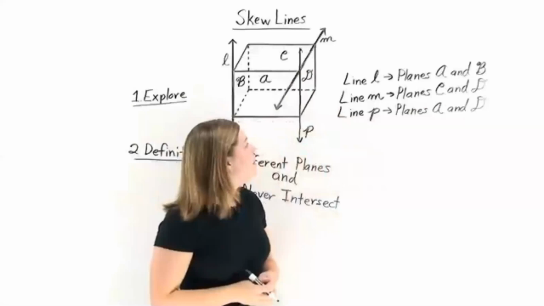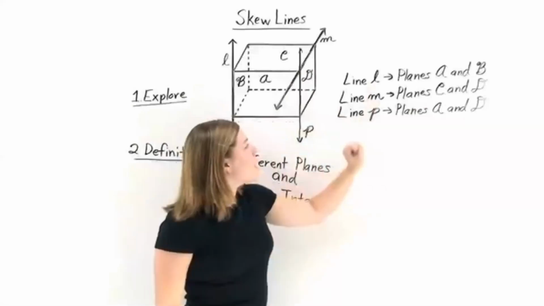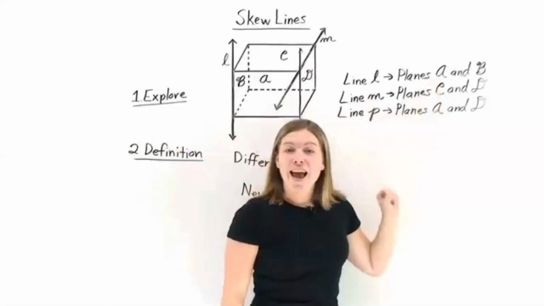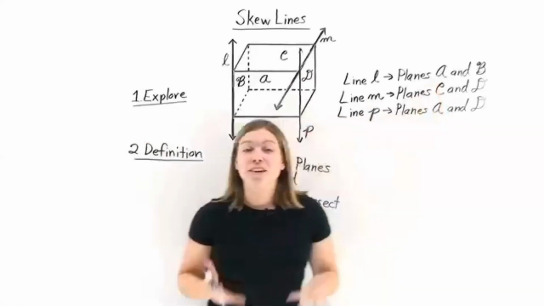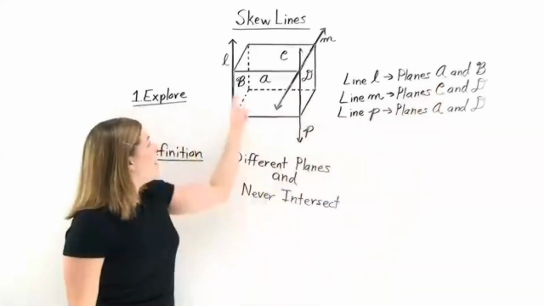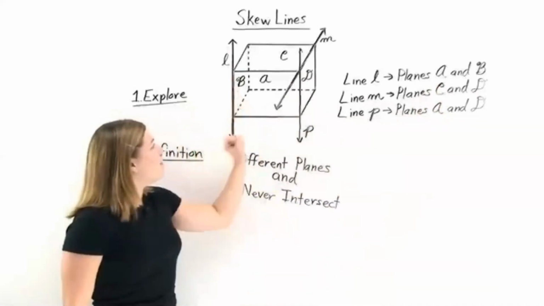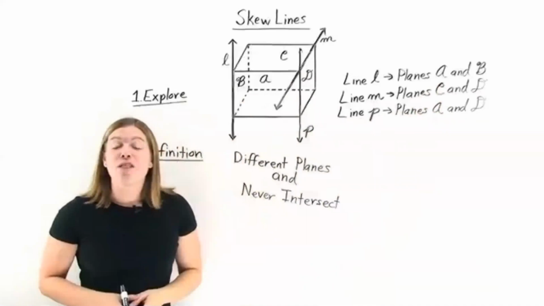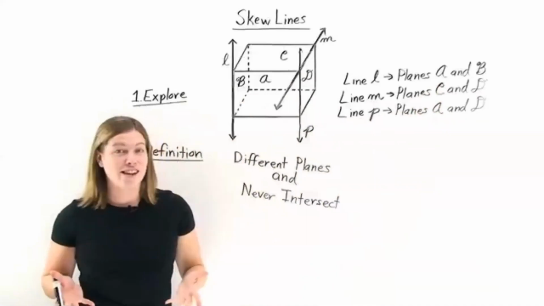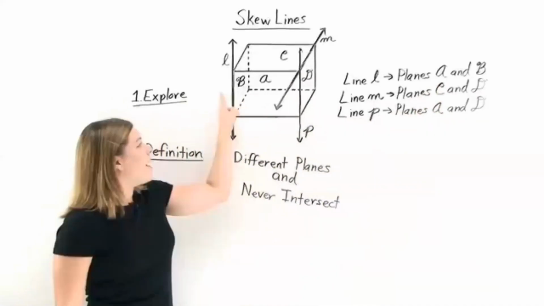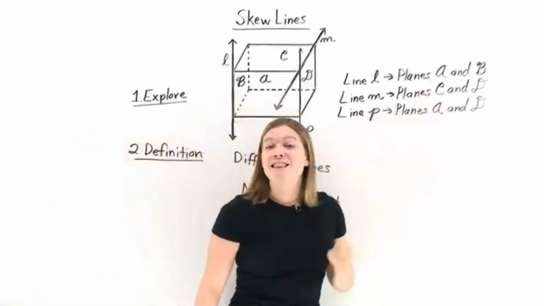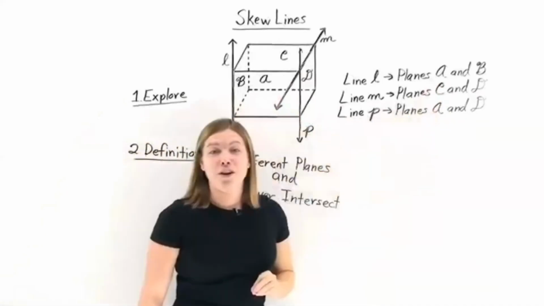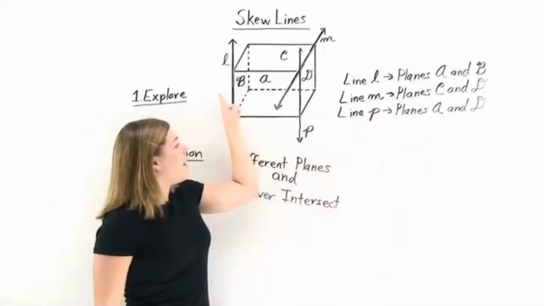Line L and P both run in plane A. They share the same plane. If we extend lines L and P out forever, they will never intersect. Since lines L and P are in the same plane and they never intersect one another, that means lines L and P are parallel lines.